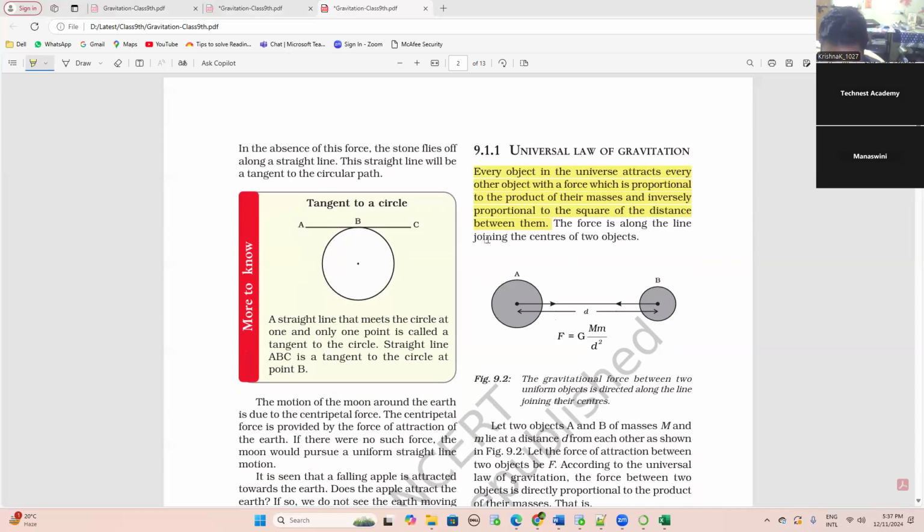The force is along the line joining the center of two objects. Suppose this is object A and this is another object B, and the distance between their centers is a small d. You could see this diagram. Is this visible? Yes, sir. So the gravitational force is along the line joining the center of two objects. The force is acting along this line. Is this point clear? Yes, sir.